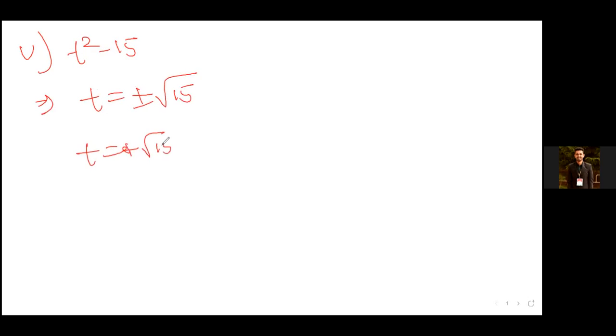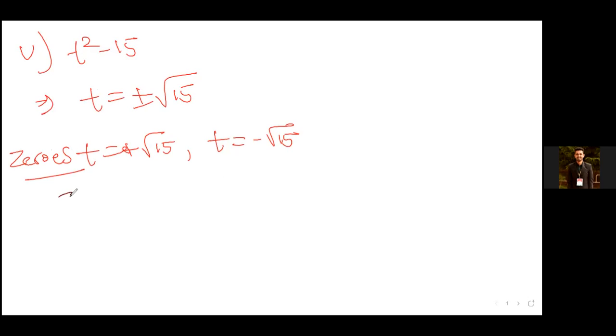And okay, fine. One more from the same exercise, and the rest you need to take as homework. Okay, the fifth one, that is t square minus 15. The zeros are t is equal to plus or minus square root of 15, right? t is equal to plus square root of 15 and one more zero is t is equal to minus square root of 15. So these two are the zeros.